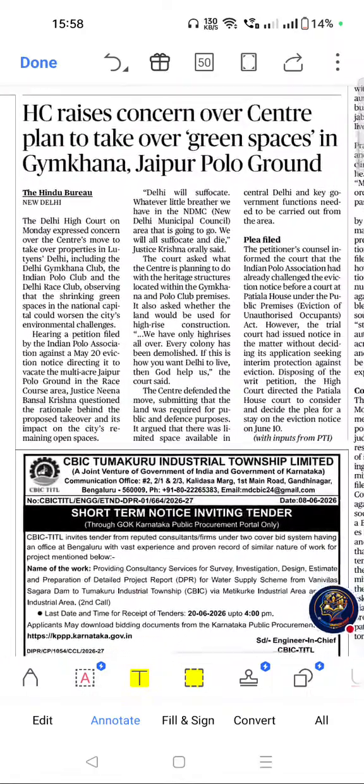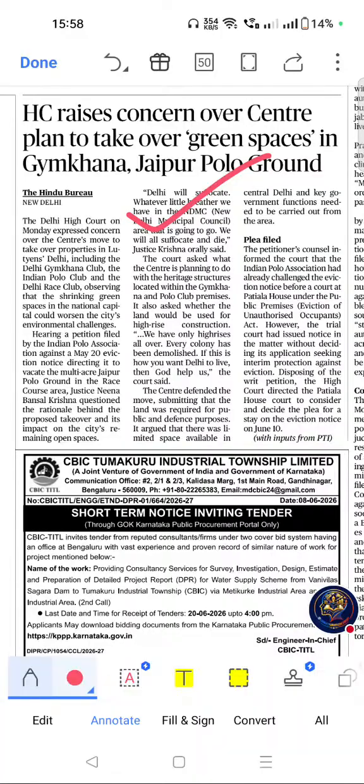Was this one? High Court raises concern over center plan to take over green spaces in Gymkhana, Jaipur Polo Ground. If you see the importance of this topic, urban ecology is increasingly important for UPSC. Green spaces play a critical role in climate resilience. Judiciary's role in environmental governance is important.